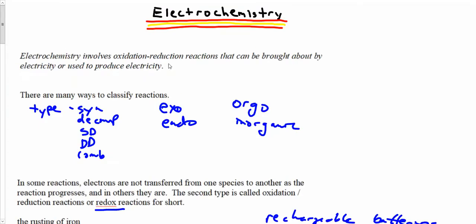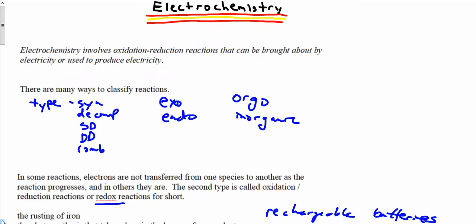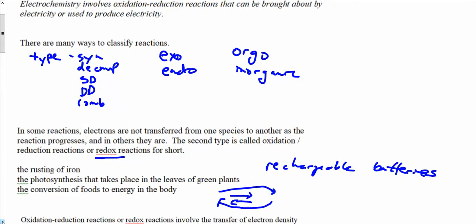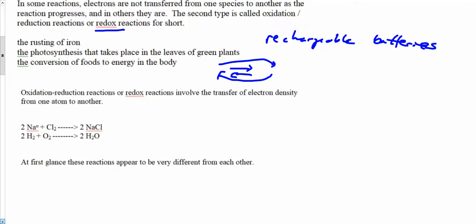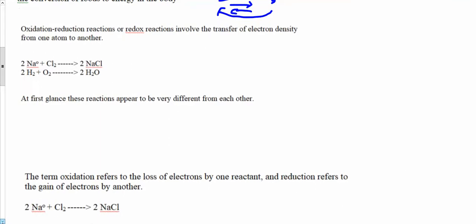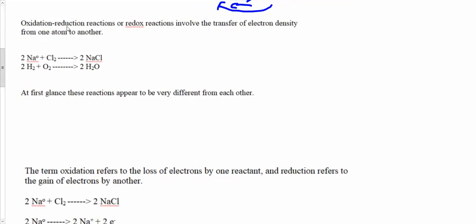They can be brought about by electricity, that's when I plug them into the wall, or they can be used to produce electricity, and that's when I'm actually using the battery in something. These redox reactions involve the transfer of electron density from one atom to another.